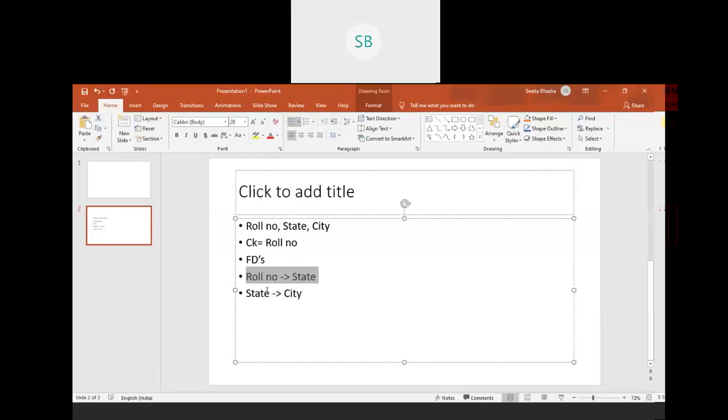Then ultimately what happens, by taking the roll number only, according to the transitivity property we can determine the city. So this should not be the case. There should be no transitive dependencies. In third normal form, you need to check only this: that no non-prime attribute is determining any non-prime attribute. Am I clear? Are you understanding the thing?